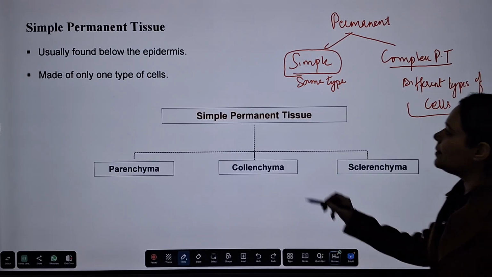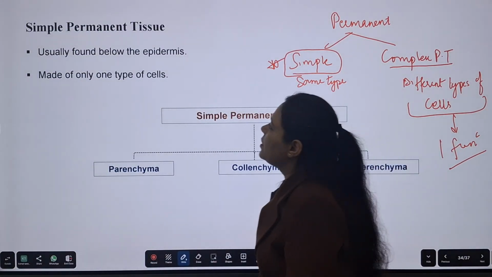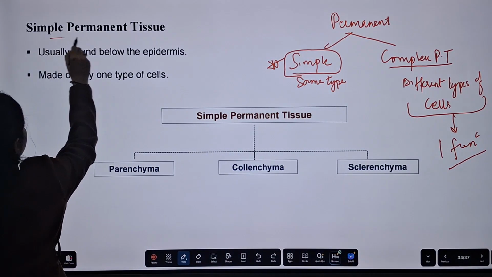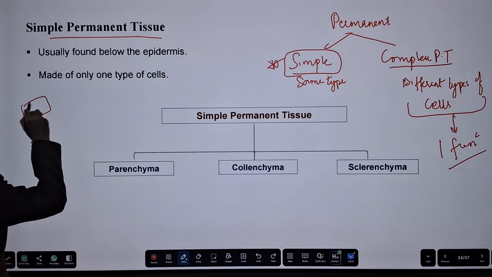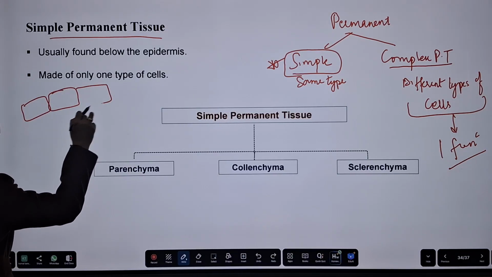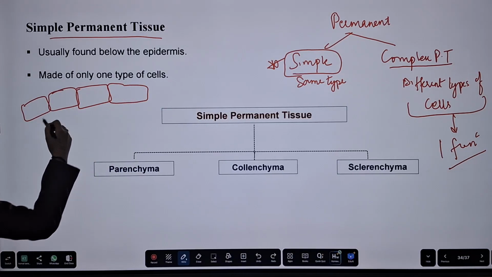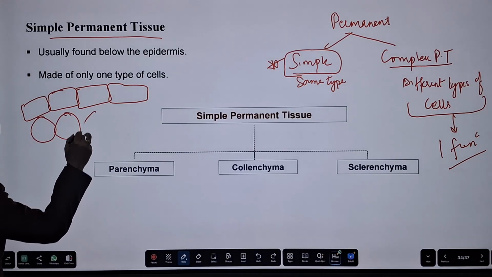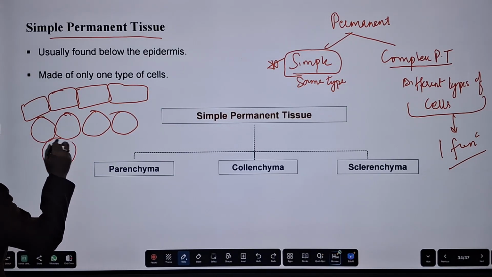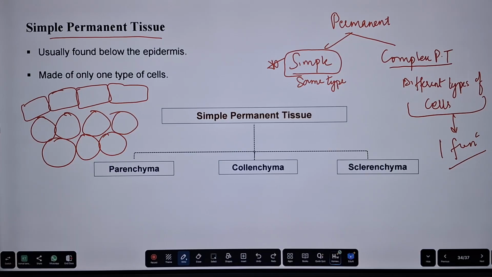So let's study simple permanent tissue first. Simple permanent tissue is usually found below the epidermis. If we cut the section of stem or root, the first layer would be epidermis. Below this epidermal layer, we generally see simple permanent tissue. These are the cortical cells. These are the simple permanent tissue, and they are made up of only one type of cell.